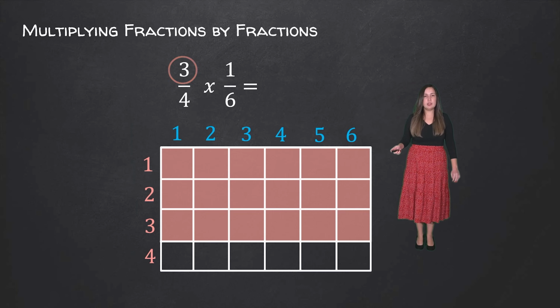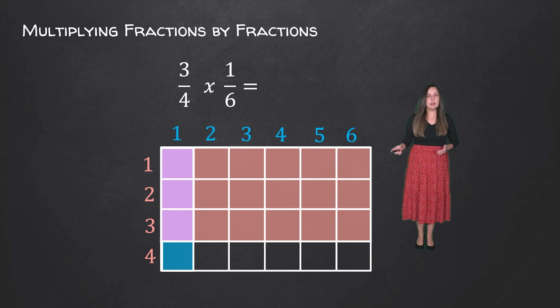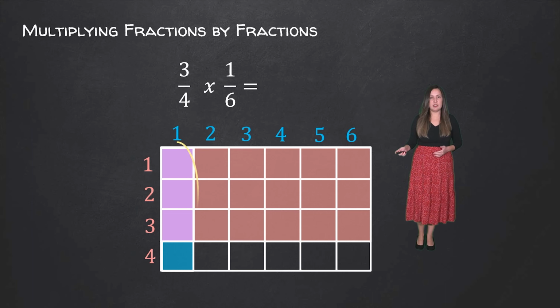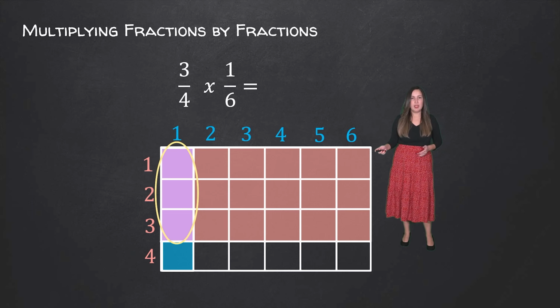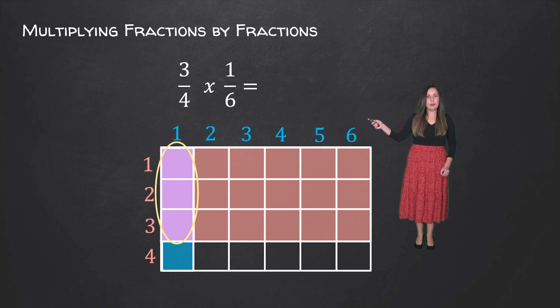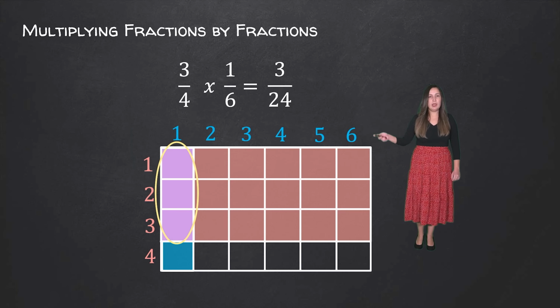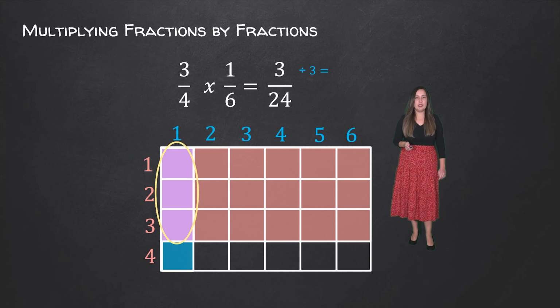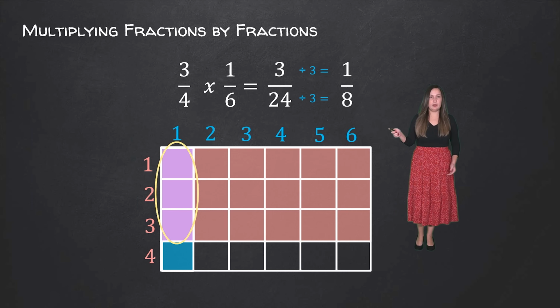And then for 1/6, we're going to shade that in vertically, 1 part out of 6, and then see where the shading intersects. And that intersects right here. And where it intersects, we have 3 parts. And in total, we have 24 equal parts. So our answer is 3 out of 24, which can be simplified if we divide the numerator and the denominator by 3. 3 divided by 3 is equal to 1, and 24 divided by 3 is equal to 8. So 3 over 4 times 1 over 6 is equal to 1 over 8.